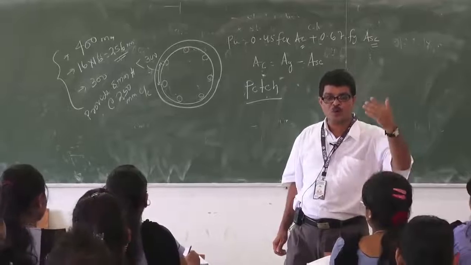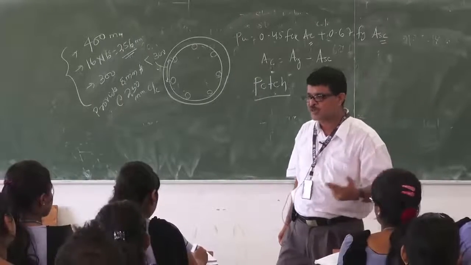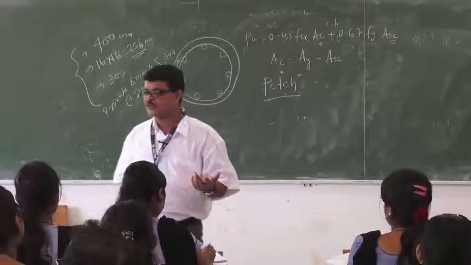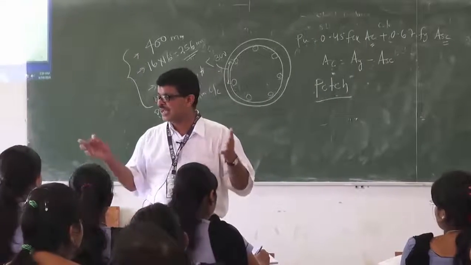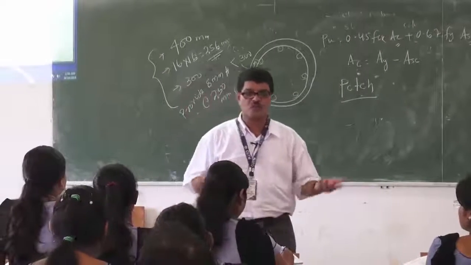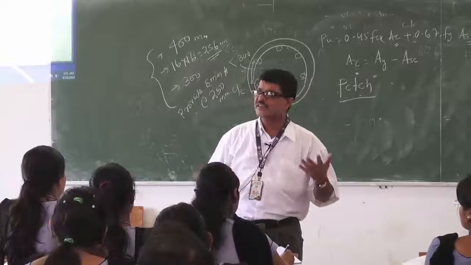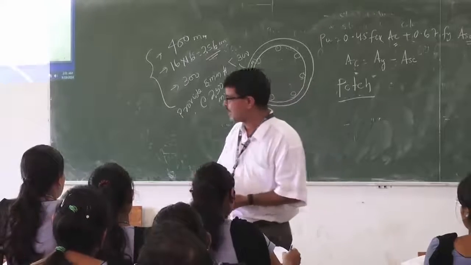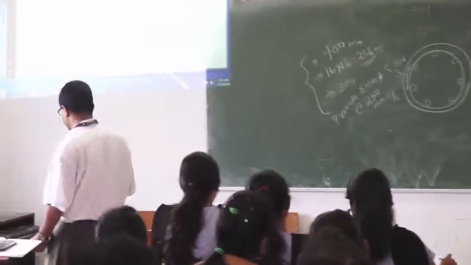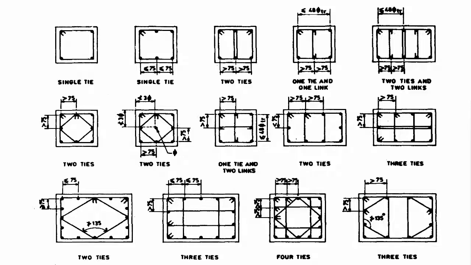That means if the column load is given, you have to assume a percentage of steel and find out the gross area. Once you find the gross area, then you find the size, whether it is a rectangular column, a square column or a circular column, and then provide the steel. That's the basic design. But how the links are provided, if you see the links, there are many types of lateral ties. You can see now here, single tie, 2 ties, 3 ties, 4 ties, many ties are given here. You can see how the ties are provided in case of columns. These kinds of constructions you have seen in the field.